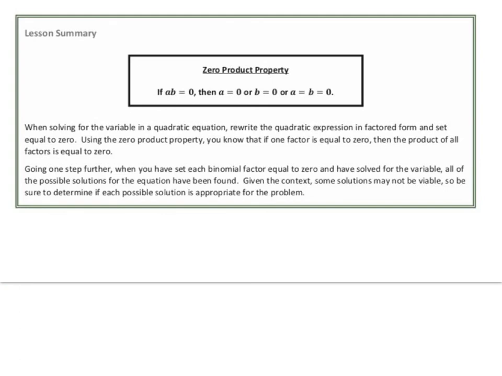That's it. That last one was a good one to end on. Our zero product property rule. If you're trying to solve an equation, rewrite it in factored form and set equal to 0. Using that zero product property, you know that if one factor is equal to 0, then the product of all the factors is equal to 0. Cool? Good work.